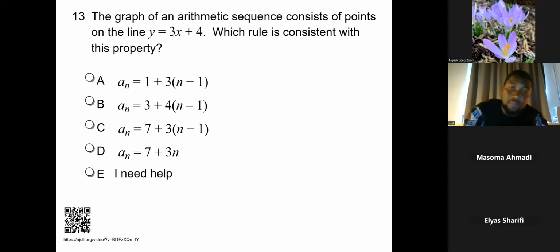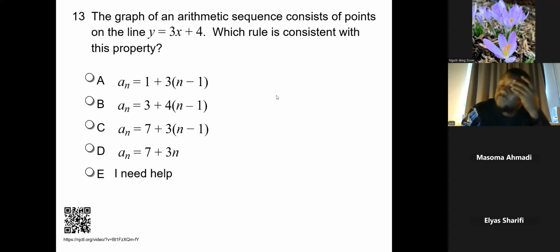So the common difference is 3, obviously, because that is what you have as the coefficient. So mx is the gradient, so 3 is the gradient. And if the sequence is starting from 1, the first term is going to be 3 times 1, that is 3, plus 4, obviously. So the correct answer is letter C, option C.